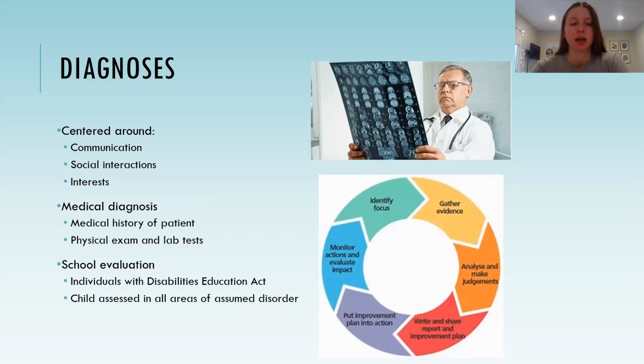School evaluations are made when a child is suspected of having a disability. Under the Individuals with Disabilities Education Act, parents can request evaluations, or the school system may determine if one is necessary and request parental permission. The evaluation is performed by a multidisciplinary team that includes the teacher and a specialist in the area of the suspected disability. The child must be assessed in all areas that are related to the assumed disorder, which include health, vision, hearing, communication, motor skills, and emotional status.